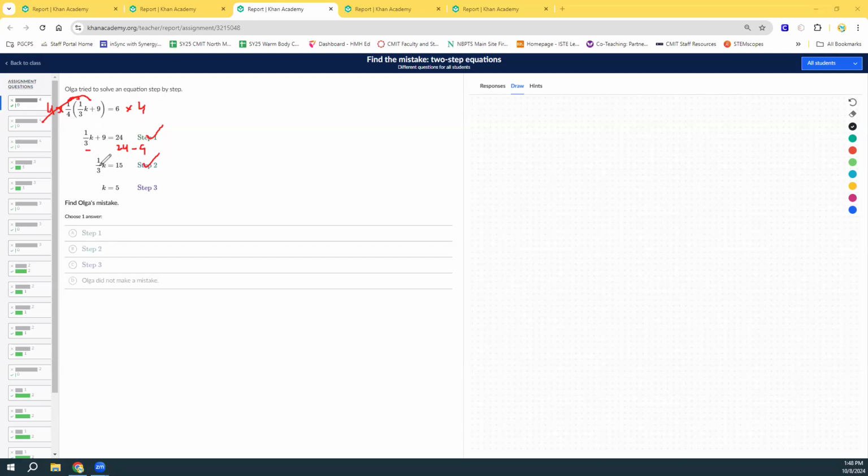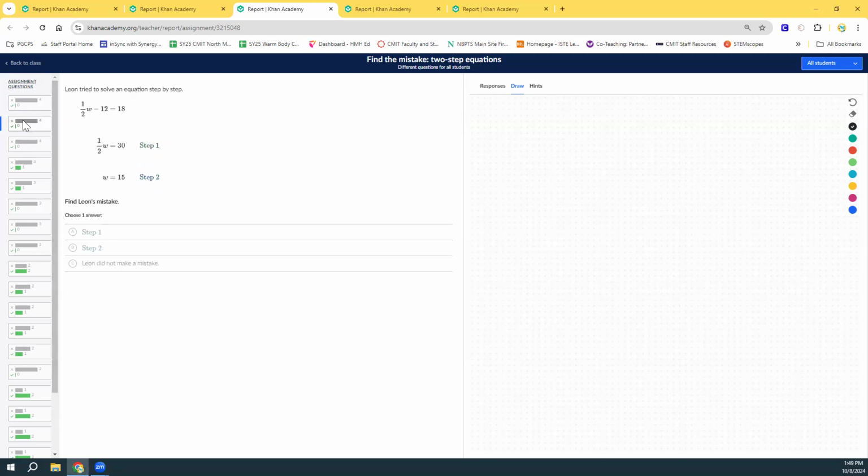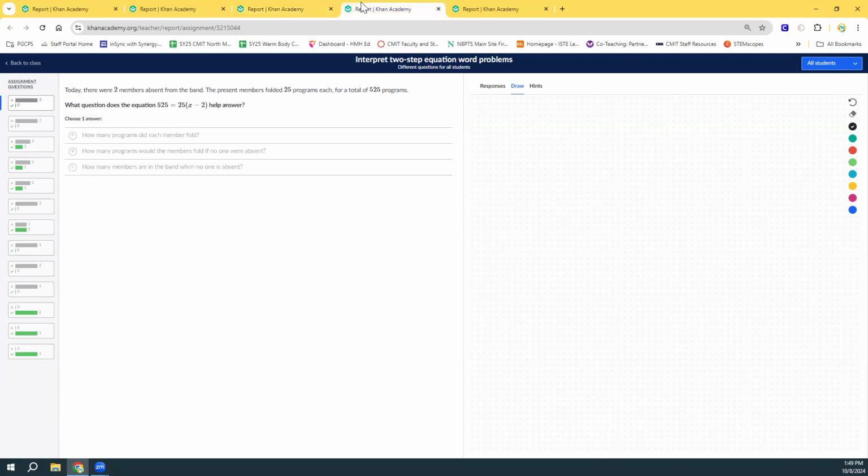in order to isolate the variable, right? 1/3, we're going to have to multiply by 3. And so that will make it 1K, and 15 times 3 is 45. So she made a mistake in step 3. So just go through the problem and make sure it all makes sense. See if you can find the mistake, and if you can't, write it down. Okay, so I'll let you look for those mistakes there.